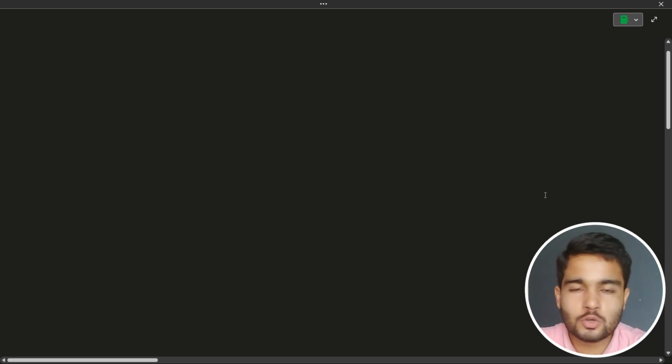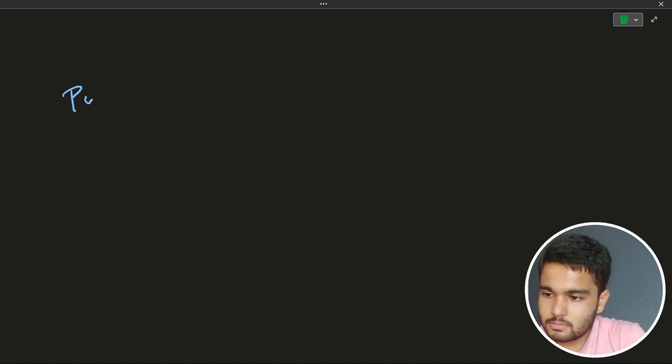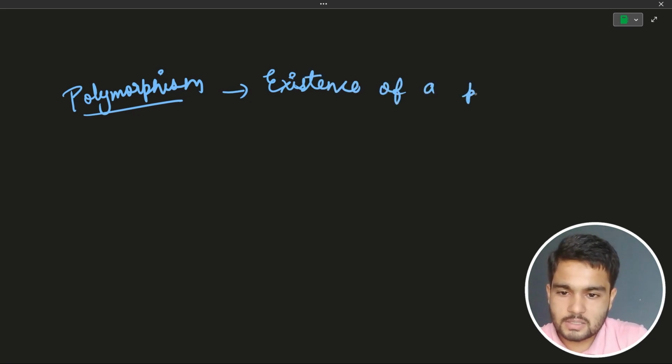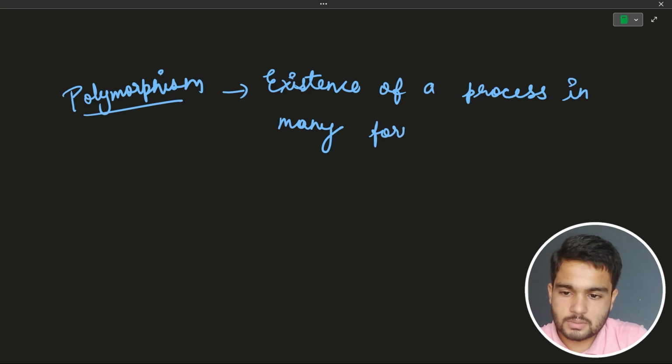In this session, we are going to talk about polymorphism. Polymorphism is one of the most important concepts of object-oriented programming, and polymorphism is defined as the existence of a process in many forms. Let me write it here. Polymorphism is defined as the existence of a process in many forms, or multiple forms, many forms.